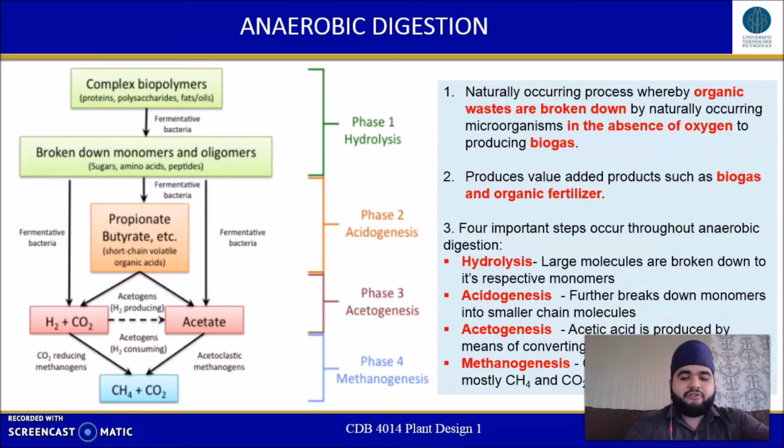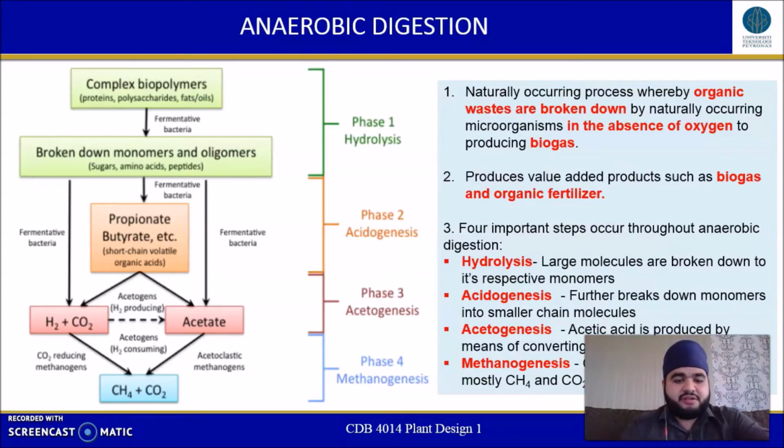Moving on, there are 4 phases in the anaerobic digestion process. Anaerobic digestion is the process used to produce value-added products from pomace by means of digestion by naturally occurring bacteria in an oxygen-devoid environment. Hydrolysis occurs first, and this phase breaks down large molecules into its respective monomers.